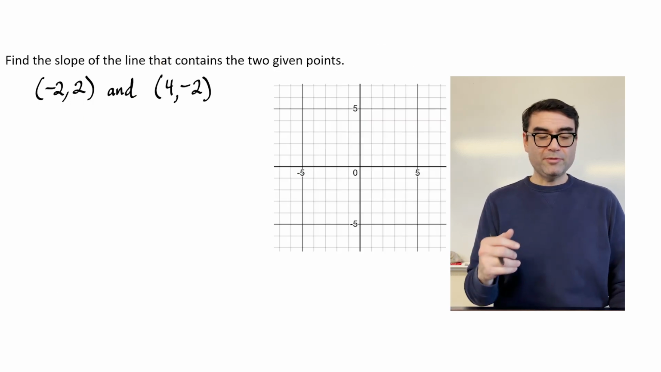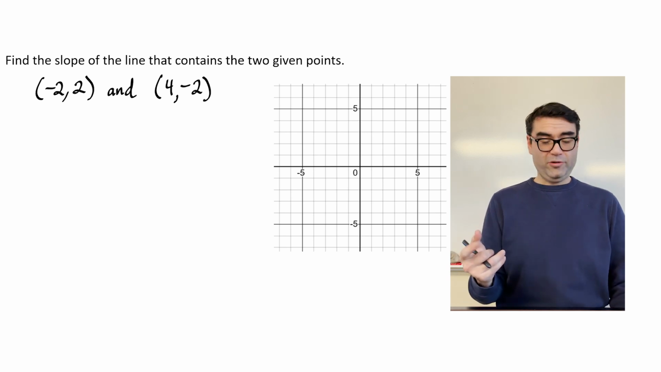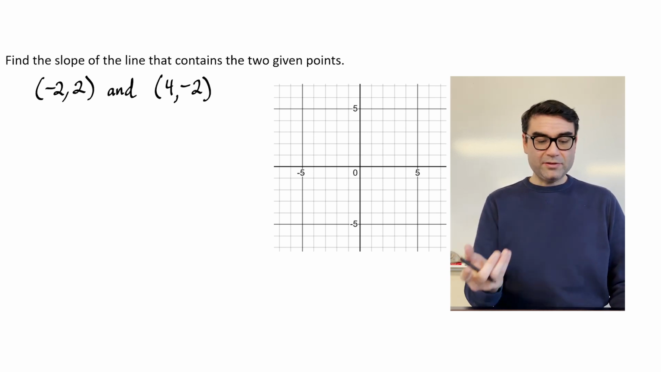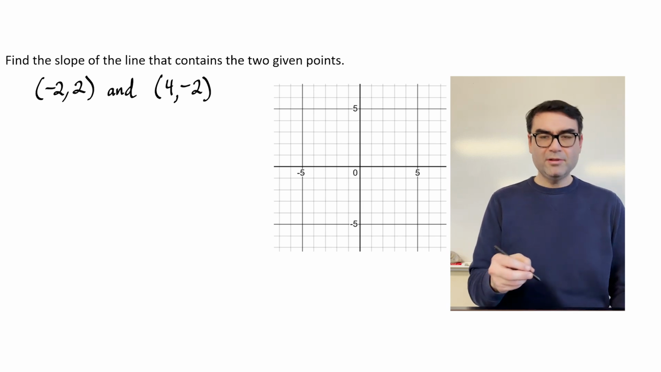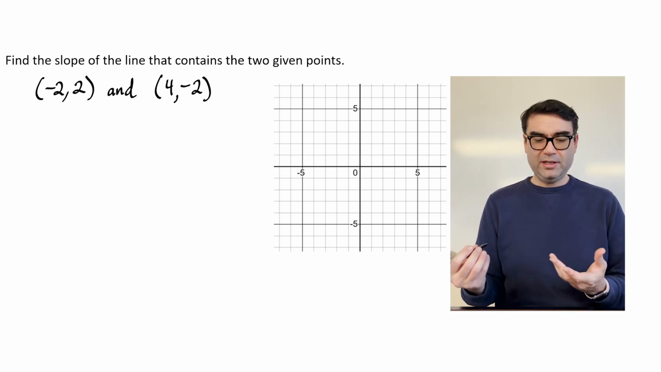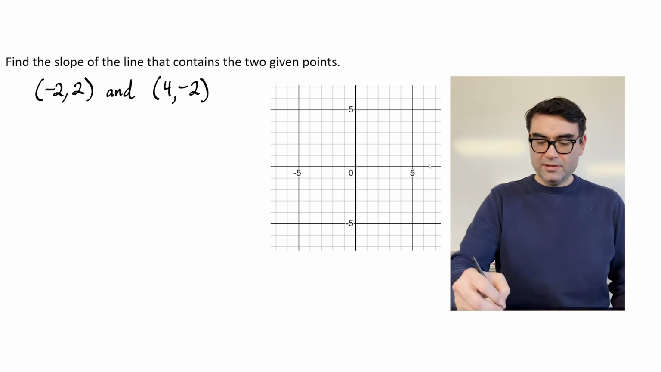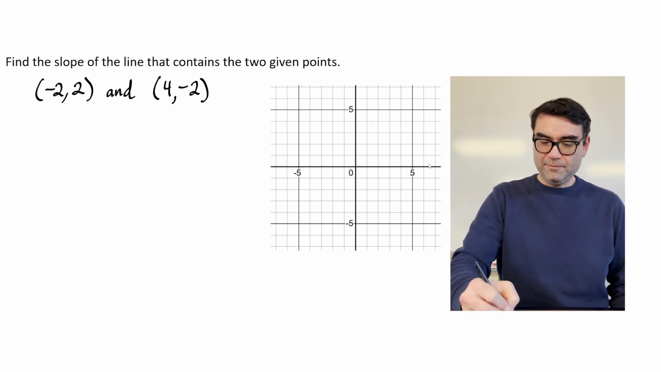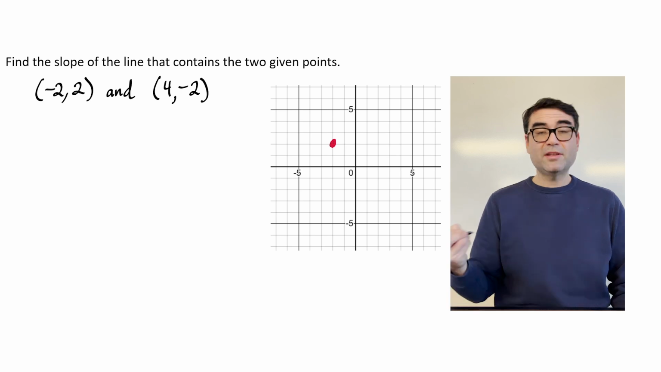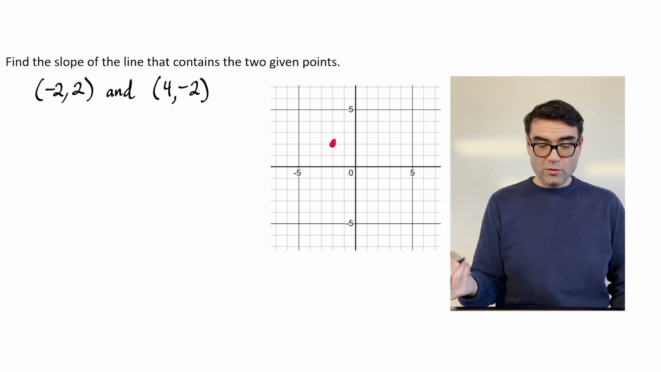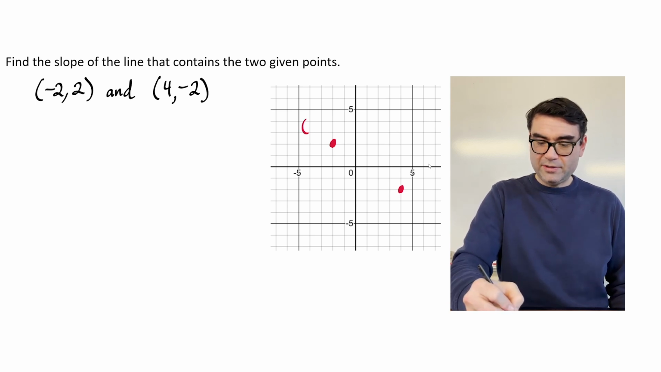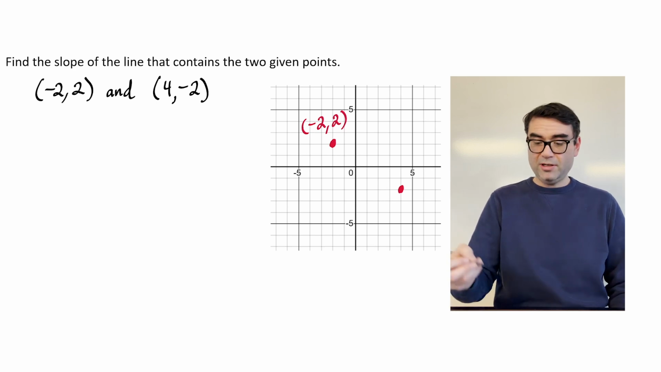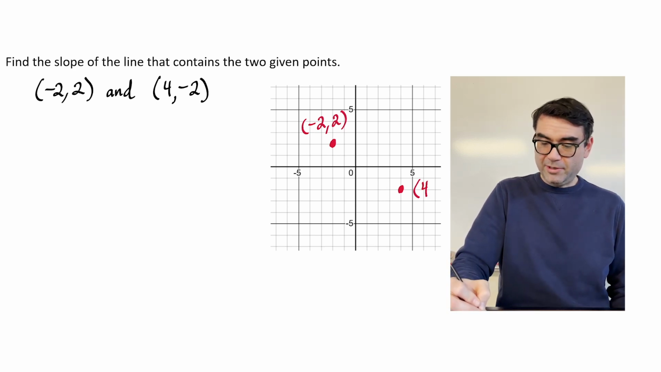Let's look at an example where we're going to find the slope of a line that contains 2 given points. My 2 points are (-2, 2) and (4, -2). If you do have a graph available, you can always just go ahead and graph the points. So to start out, let's just do that. Let's see what it looks like if I graph the points. (-2, 2) means you go left 2, up 2, right? My x, y, so that's (-2, 2). And then (4, -2), you go right 4 and then down 2. So this is my (-2, 2) point, just to make sure. And this is my (4, -2).